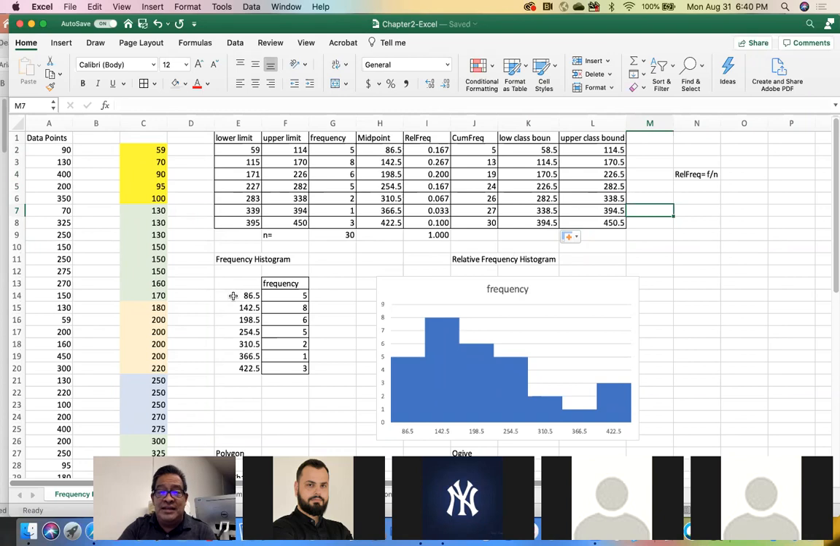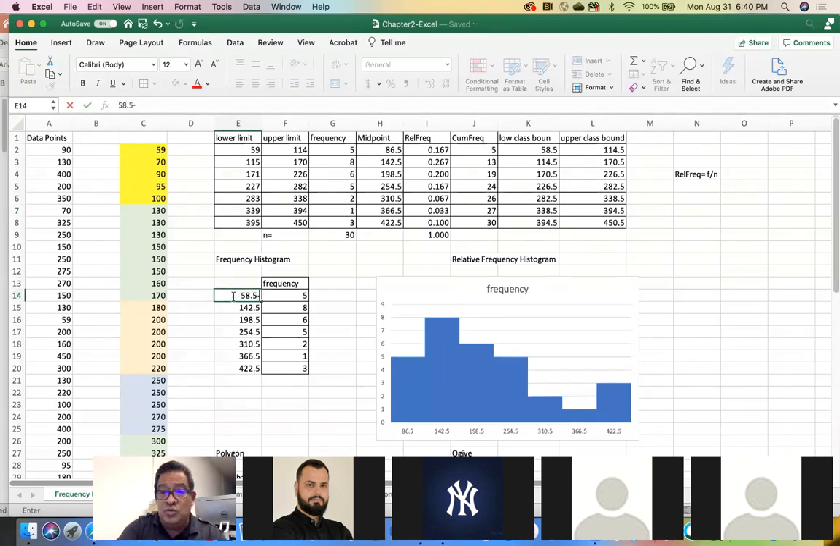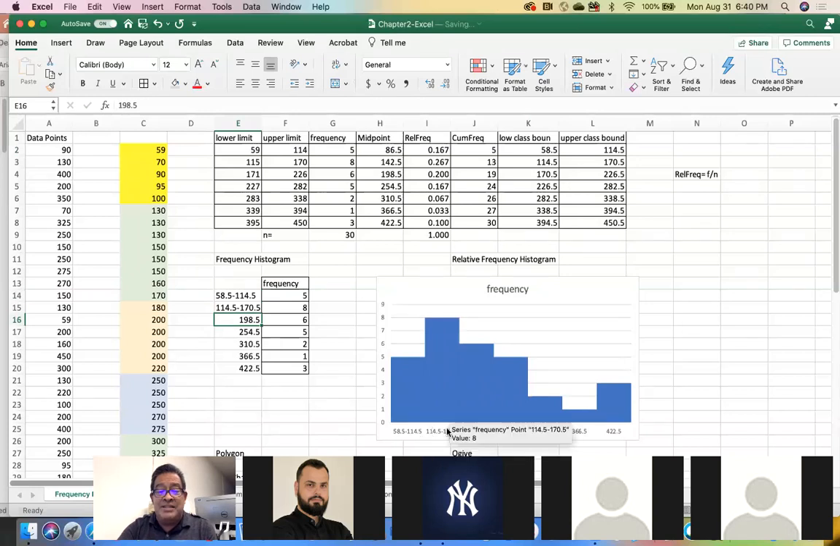For example, let's say this is 58.5 to 114.5, right? So what it's going to do is change the label. So this is 114.5 to 170.5. What happens is we are replacing the midpoints with the class boundaries, so it doesn't make any difference.